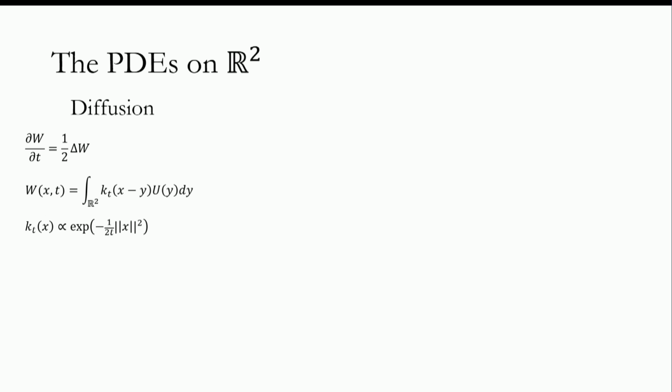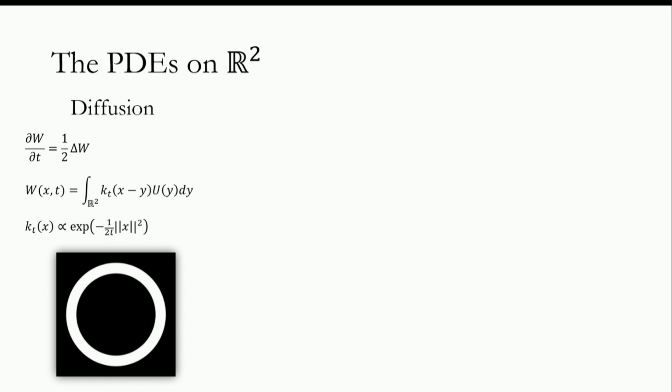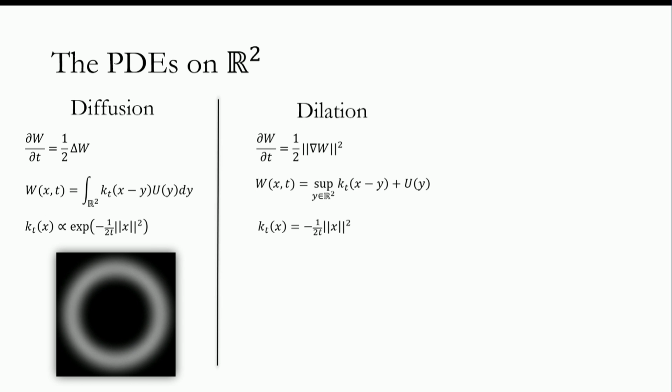Okay, so what do these PDEs look like on R2? So this is the diffusion PDE. I think we all know it. This is the PDE. This is how you solve it. It's with a convolution with a kernel that looks like e to the minus x squared. And this is how it looks. Everyone knows this. Then you have the dilation PDE.